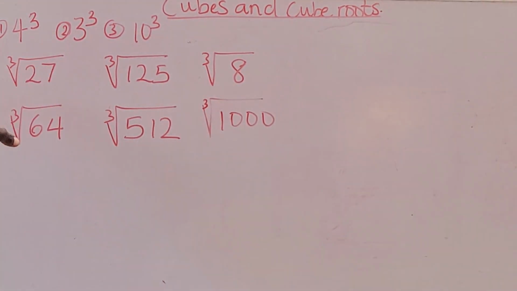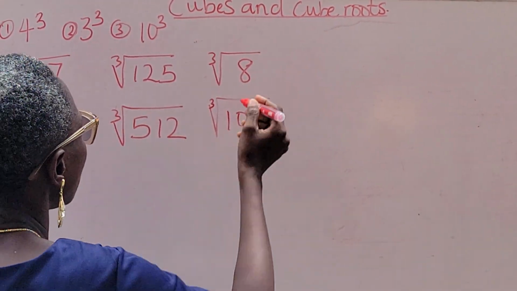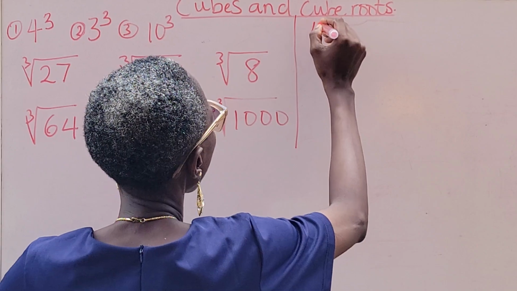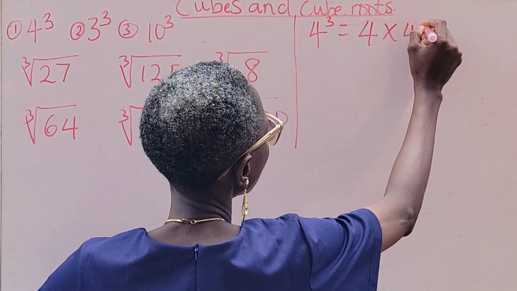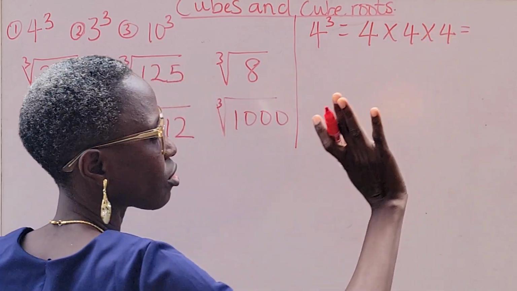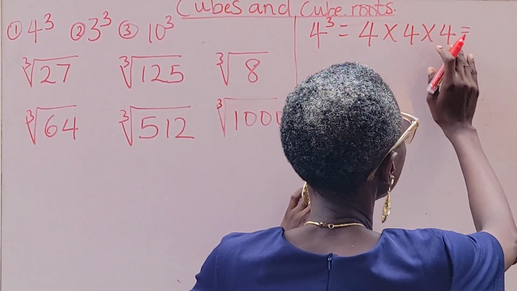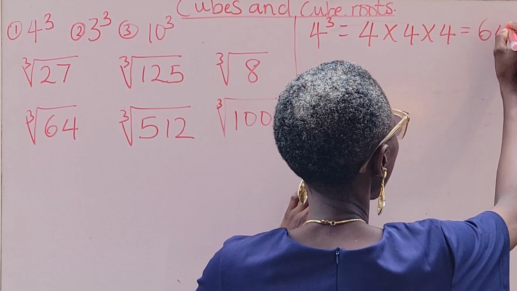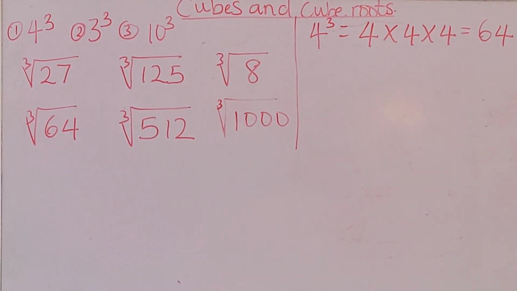Very easy. When you see 4 raised to power 3, what does it mean? It actually means 4 raised to power 3 equals 4 times 4 times 4. That's just as simple as it is. 4 times 4 is 16. 16 times 4 is 64. That's the answer to that.